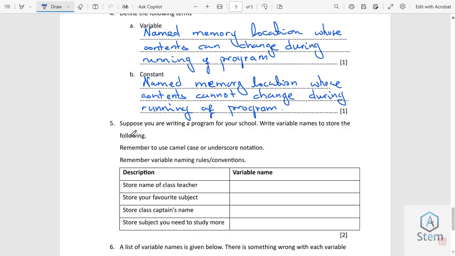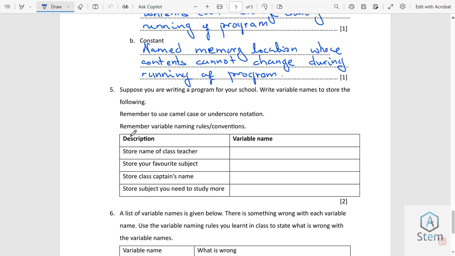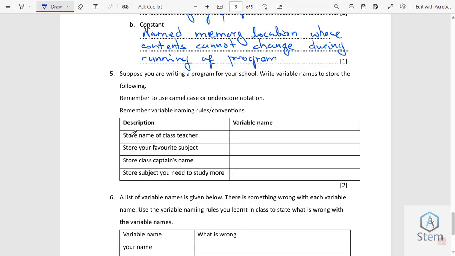Okay, so that's the definition of the constant. Let's look at naming variables. The variable name, if you are storing the name of class teacher, you can come up with different names, but they should be meaningful. I'll give an example. You can say class underscore teacher. You can also use the camel case notation and say classTeacher.